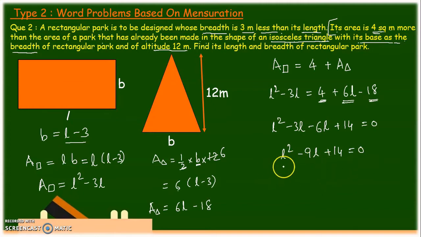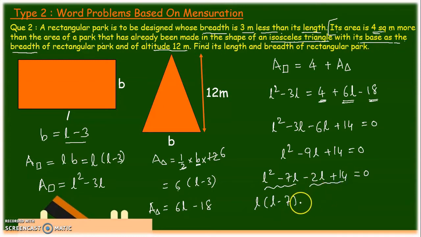If you use the factorization method, we can split this middle term as minus 7L minus 2L plus 14 equal to 0. So from the first two terms, you can take L common. So remaining is L minus 7. And from the second two terms, we can take minus 2 common. So here we will get the value of L equal to 2 and 7.